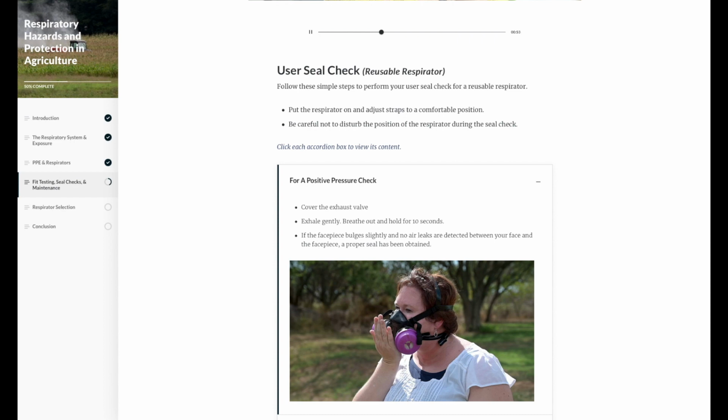Exhale gently. Breathe out and hold for 10 seconds. If the face piece bulges slightly and no air leaks are detected between your face and the face piece, a proper seal has been obtained.